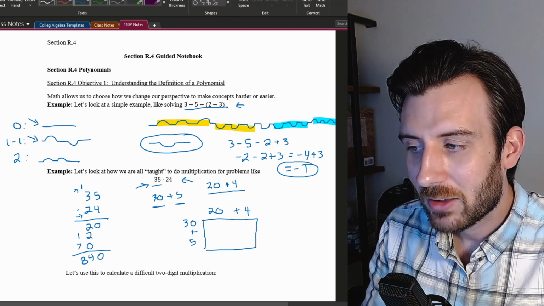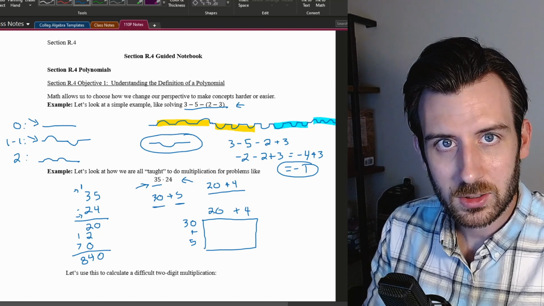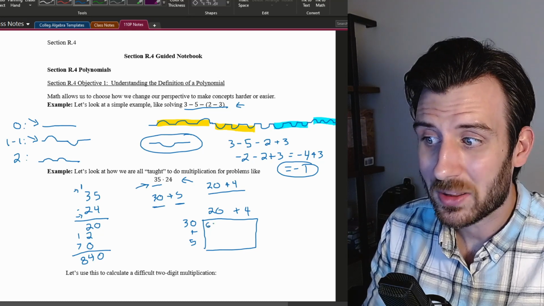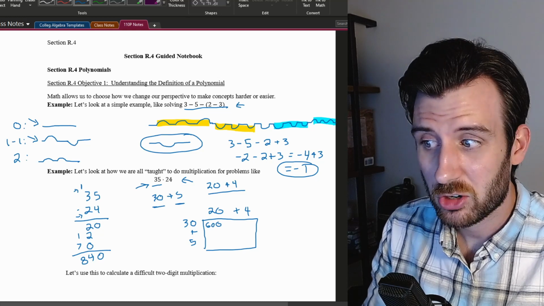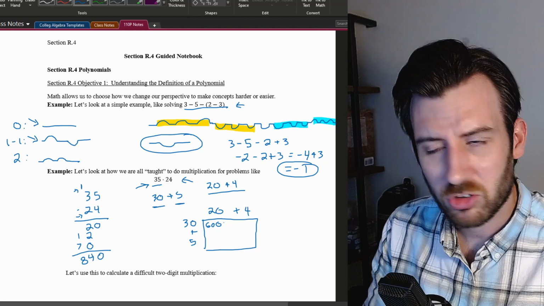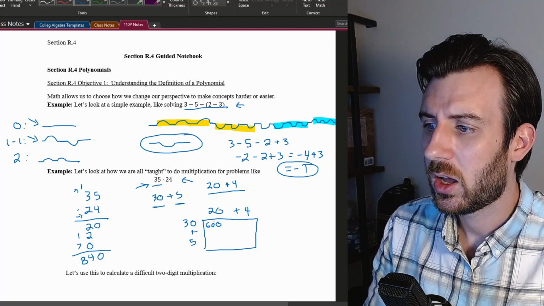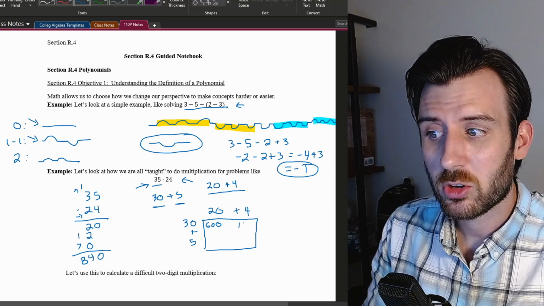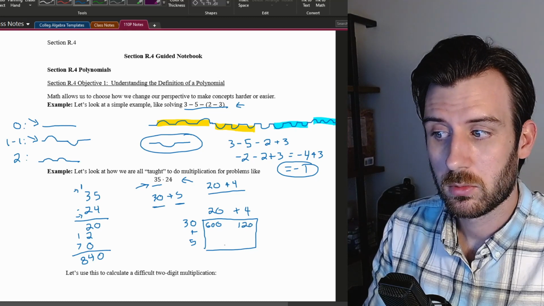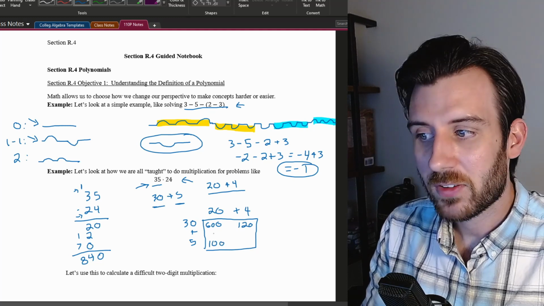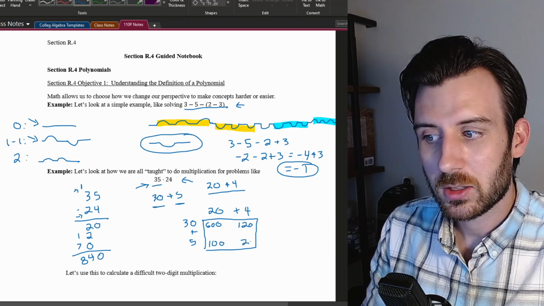So now I know that if I have 30 groups of 20, well, do that in your head a little bit and you're going to realize that comes out to a whopping 600. So we get 600 that happens when I have 30 groups of 20. Okay, large number, but it makes sense to me where we got that. If I have 30 groups of 4, you're going to find that that comes out to 120. 5 groups of 20 gets me 100. And 5 groups of 4 gets me 20.